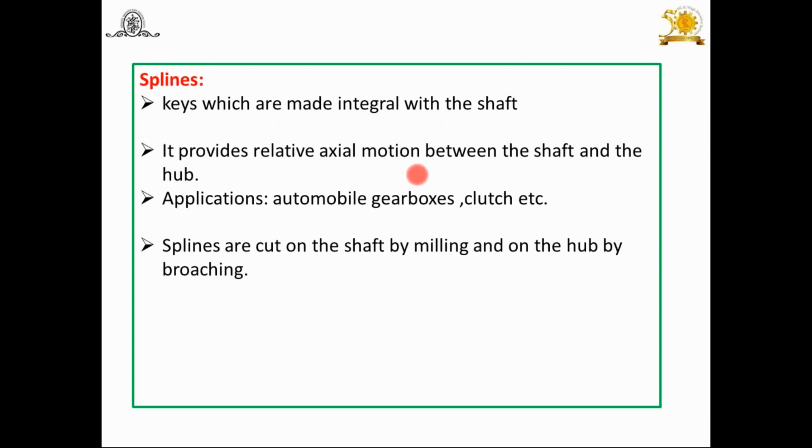Axial motion means the hub of the part is moving axially on the spline shaft, but it prevents relative motion. Try to understand: the main advantage of spline is that axial motion is permitted. Because of that, splines or spline keys are used in automobile gearboxes, clutches, etc. And again here, you will find splines are cut on the shaft by milling and on the hub by broaching.